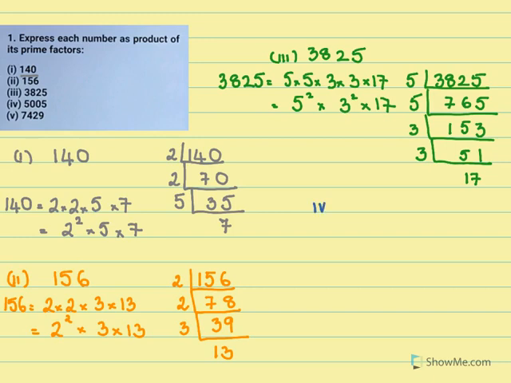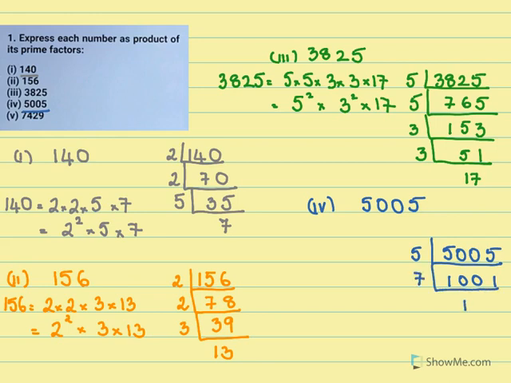For the fourth, it's a prime factorization of 5005. So we take 5005. We can divide it first by 5. 1001. Now 1001 will be divisible by 7, and that comes 143. 143 is divisible by 11, and that comes to 13. And then in the end we have 13 and 1. So 5005 is equal to 5 into 7 into 11 into 13.